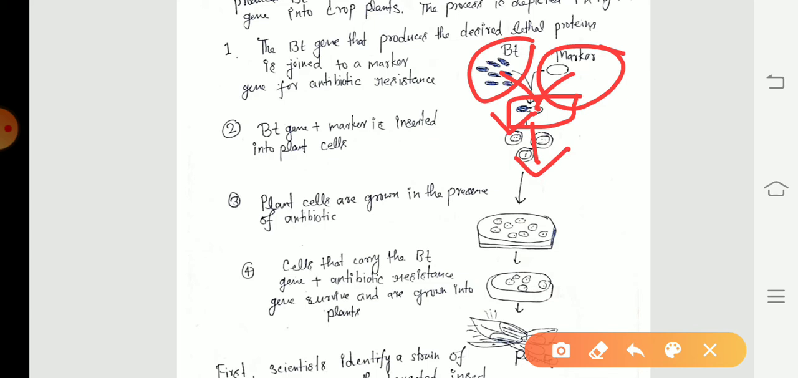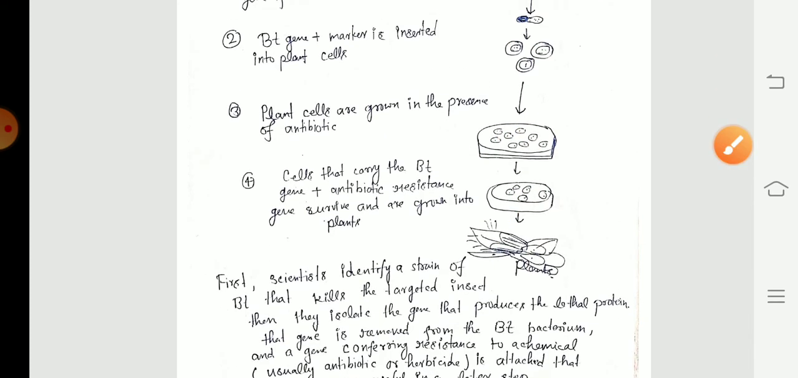Plant cells are grown in the presence of the antibiotic. Cells that carry the Bt gene and antibiotic resistance gene survive and grow into plants. So, what is a marker gene? A marker gene allows plant breeders to easily determine which plants have been transformed. These markers are used to identify specific regions of a gene associated with a particular chromosome.